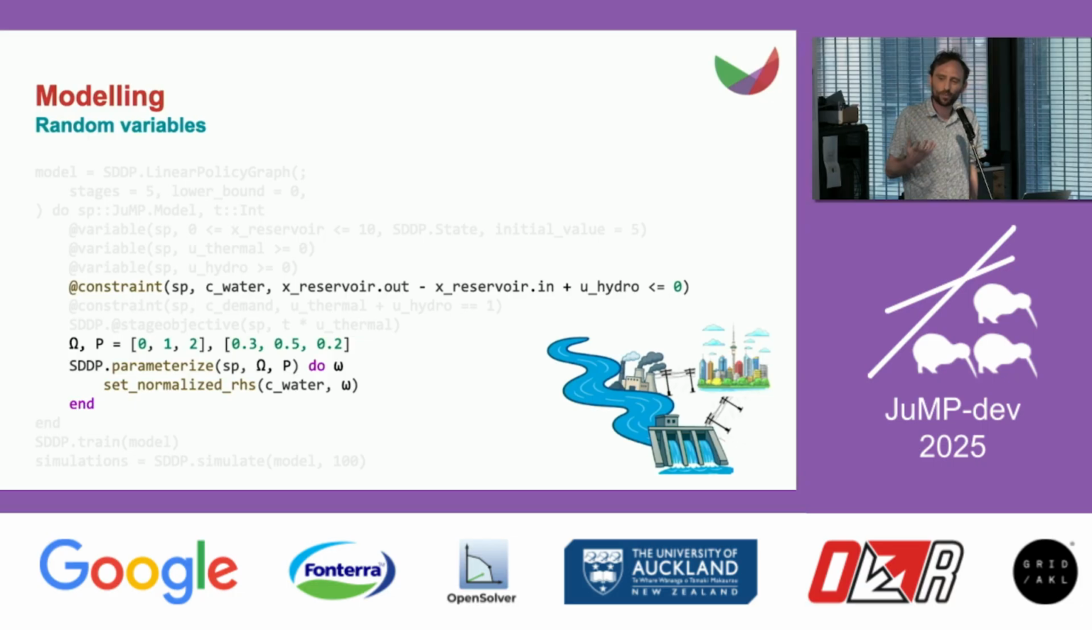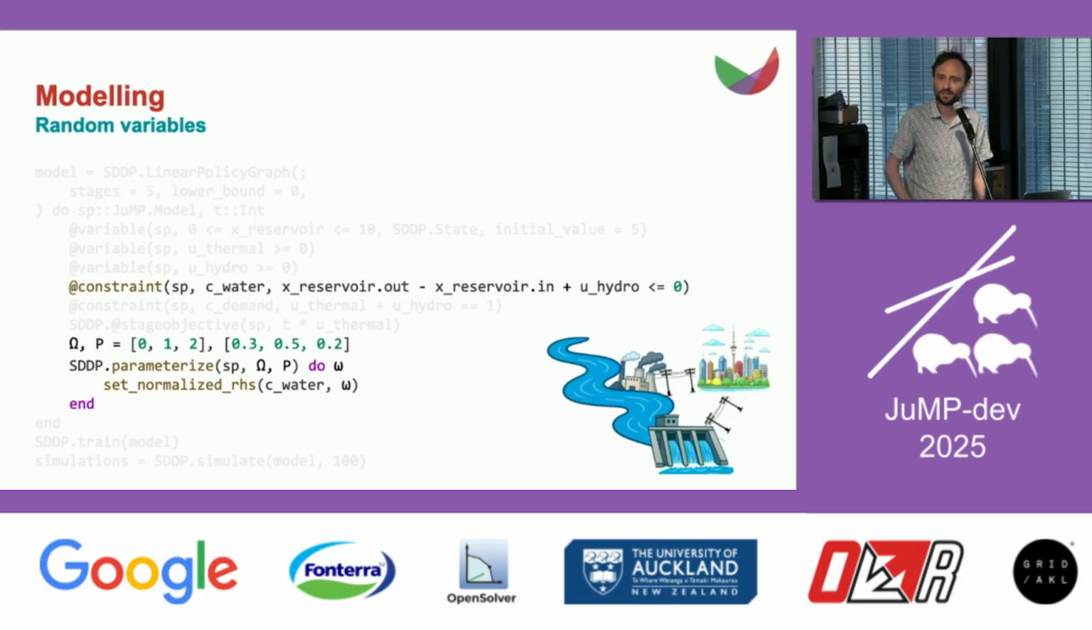And then we create a callback in this parameterize function that's going to modify our JuMP model depending on what realization was observed. So it's a little bit terse syntax, but if you go away and think about it, you can probably figure out what's going on. But effectively what we're doing is when we see the realization little omega, we're going to change the right-hand side of that water balance constraint to be the inflow.